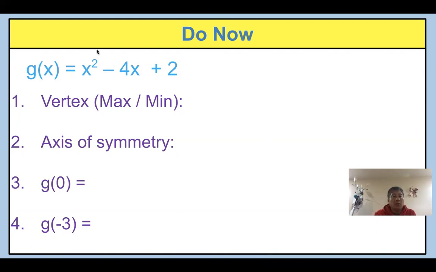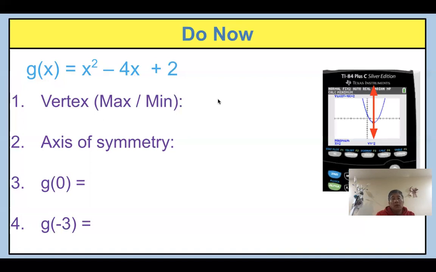So b is what? Negative 4. So negative b is positive 4, over 2 times a, which is 1. So 4 over 2 is 2, right? So x is 2. When you substitute x equals 2 here: 2 squared minus 4 times 2 plus 2. 2 squared is 4, minus 4 times 2 is 8. 4 minus 8 is negative 4, plus 2 is negative 2. So you can find the vertex that way.